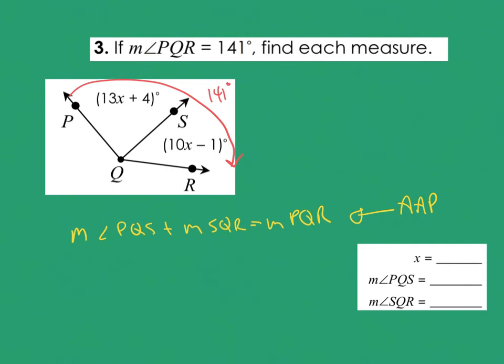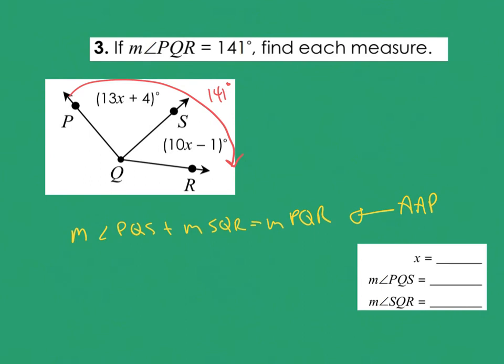I know that the angle addition postulate says that if you take this angle here, the measure of PQS, add that to the measure of SQR here, right? That'll give you the measure of the big angle, PQR. Now what? You guessed it, substitute in the algebra.